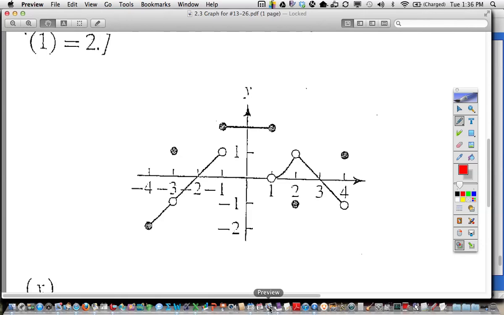Number 2, at x equals 2. No, it's defined because it's got this. The limit does not equal the output. So the limit does not equal the output at that point, right? And then at 4, well, that's kind of an end point, but same thing.